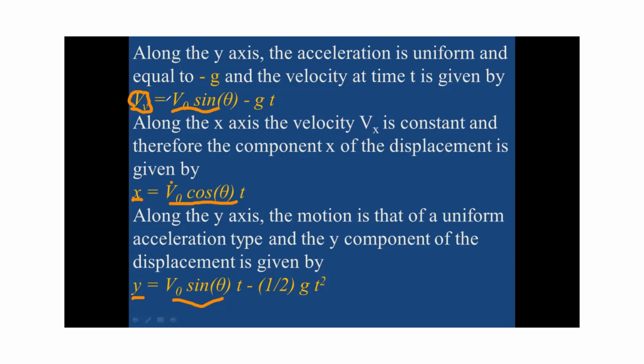This is the vertical component of the velocity, v naught sine theta minus gt. When it moves upward, it's positive. When it's moving downward, it's negative. At the maximum height, the turning point, remember, it is 0.